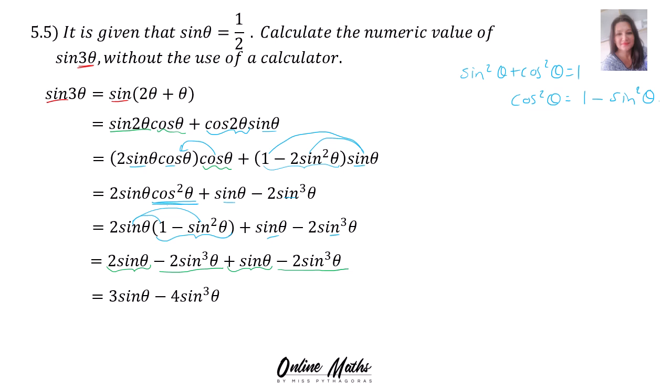And then when it feels as if you're stuck, remember it was given on top there that sin theta is equal to a half. So in sin theta's place you substitute a half. And then when you slot that into your calculator, you end with 1. All that work and the answer is 1.